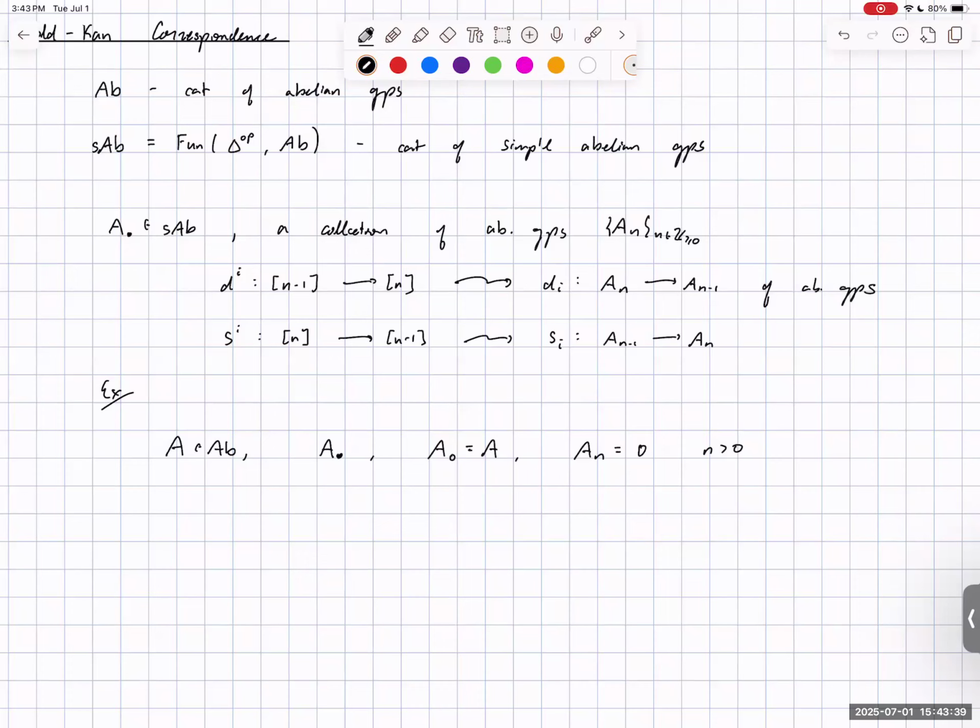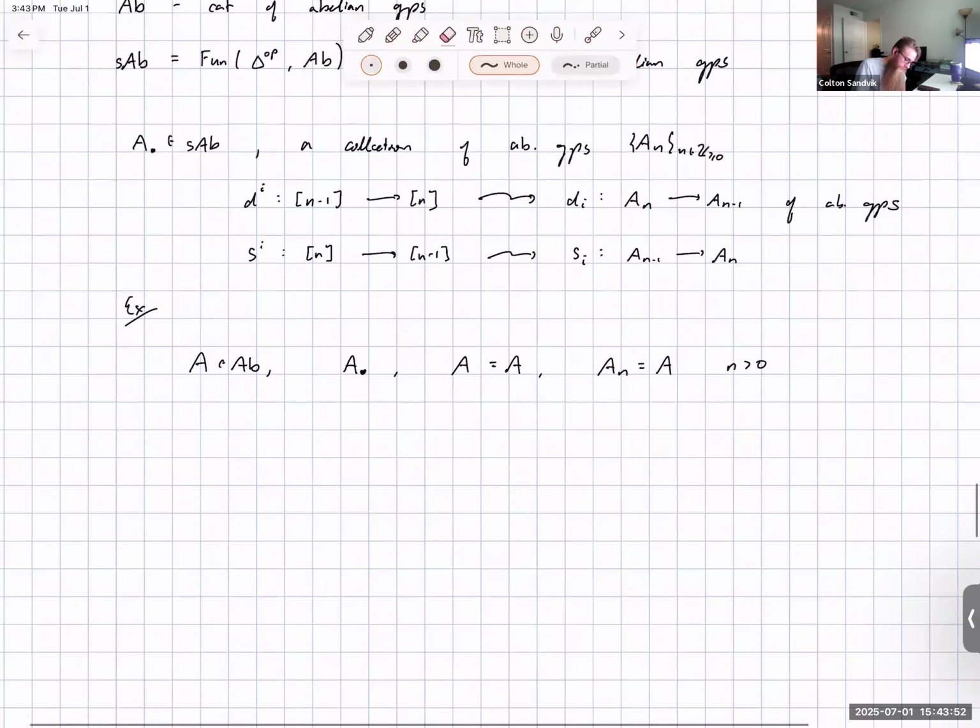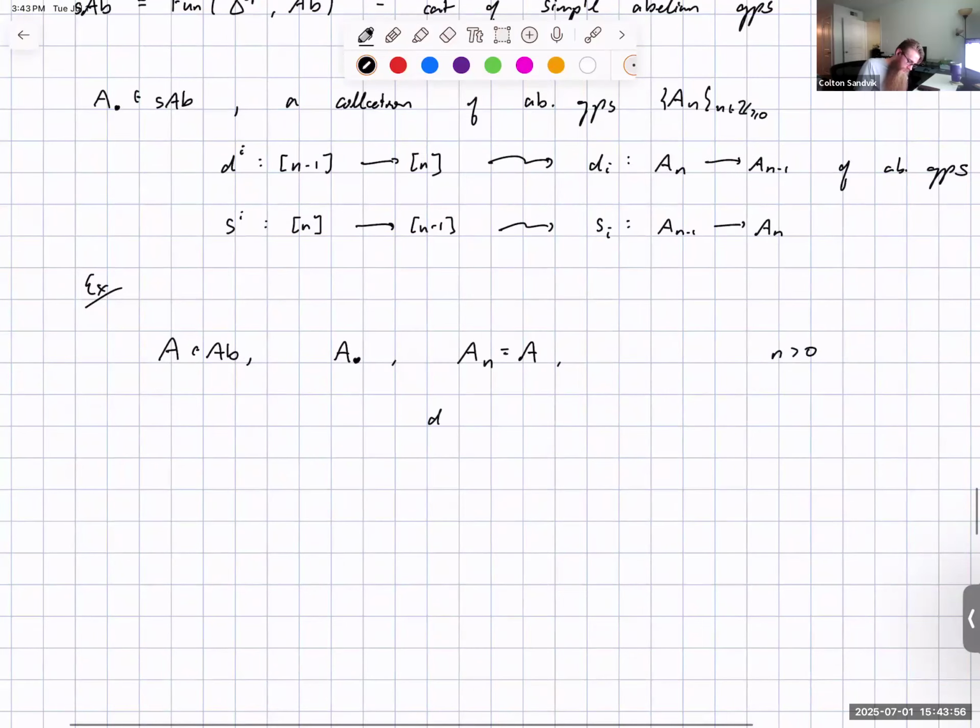So what I know you want to say is that you should have all the things equal to A and all the maps are identities. Yeah, thank you, you're right. So A_n is equal to A, and these maps are just identity maps on A. When we go up and then down, we should come back to where we started.